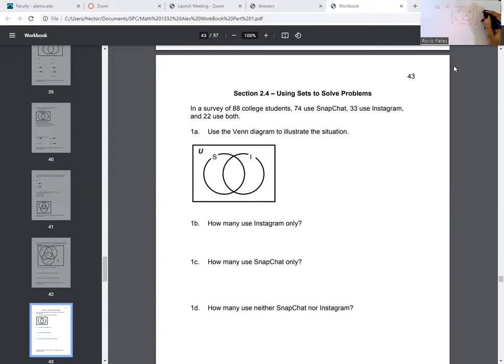So give me a second. Let me just write this down and I'm going to share the information, what I'm writing here, because I know it's hard to see. It's a small screen. So let me write down Instagram is 33, Snapchat is 74, total equals 88, and both S and I is 22. So let me stop sharing here so you can see.